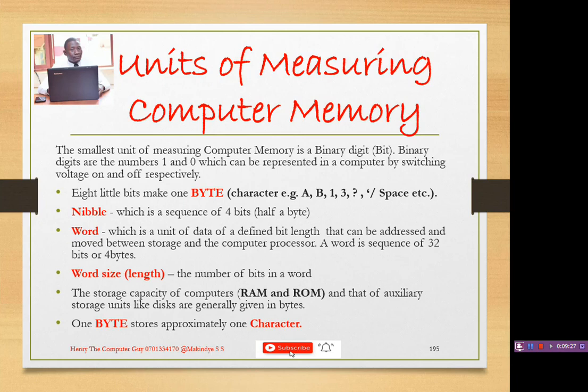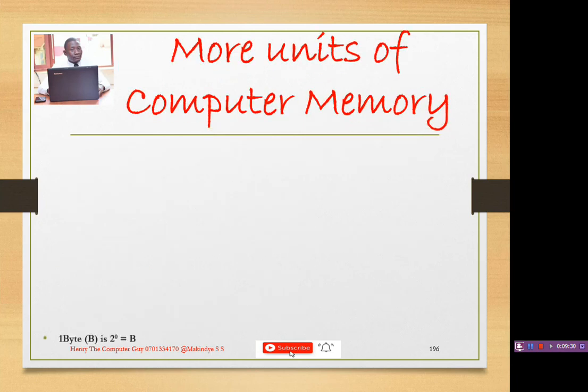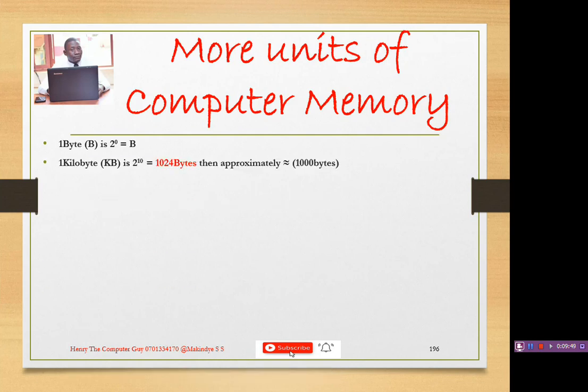Let's continue and summarize them. So more units of computer memory: of course, we begin with the bit. After the bit, we went to what we call a byte, which is specifically a combination of 8 bits. So we are going to see how we go on increasing our storages. This is going to be the order in which the storage capacities move.